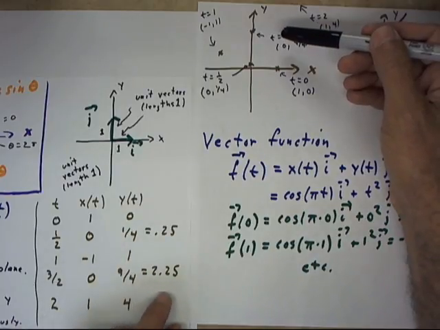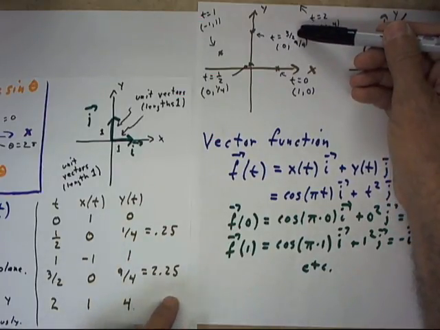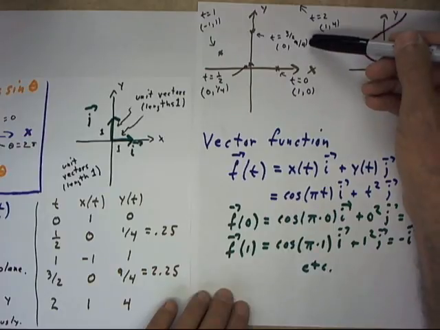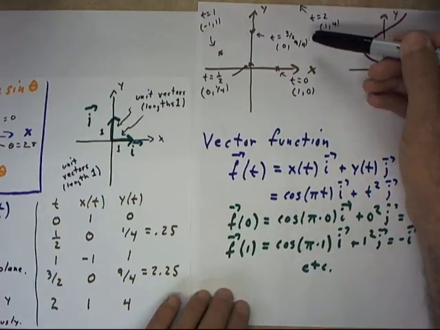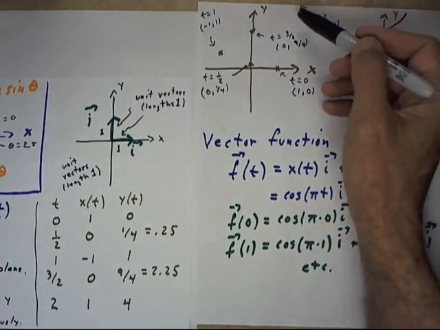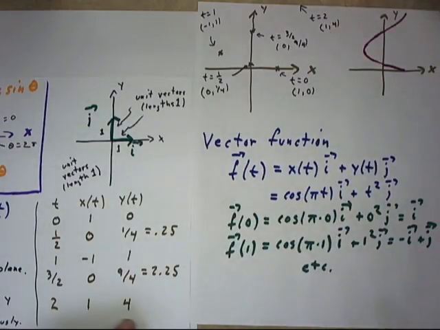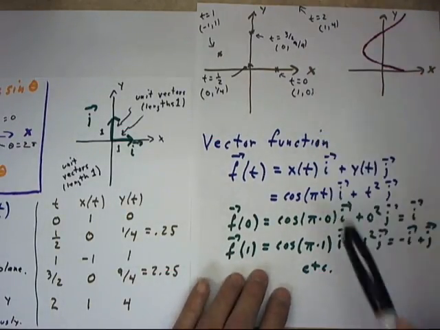9/4 or 2.25, so t equals 3/2. Our point is 9/4. And at t equals 2, we're going to get the point 1, 4. That's actually up and off of our graph here.